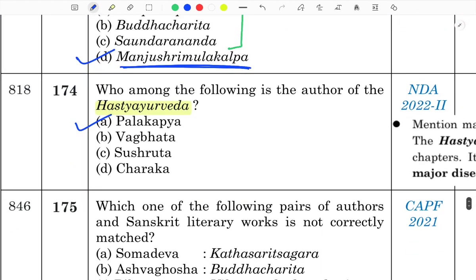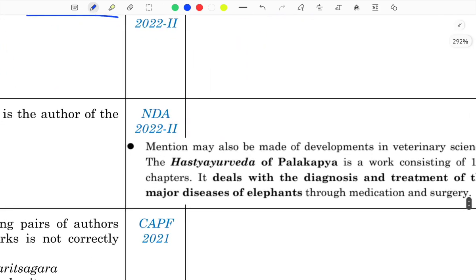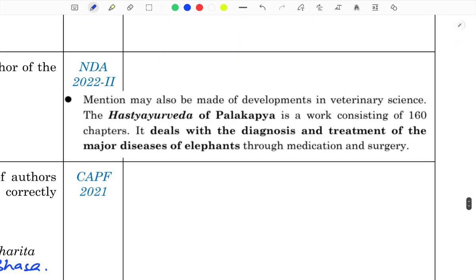Now these two questions on elephant and the horses. Very interesting questions appeared. Who among the following is the author of Hasti Ayurveda? Palakappya, mentioned in your notes. Mention may also be made of development in veterinary science. The Hasti Ayurveda of Palakappya is a work consisting of 160 chapters. It deals with the diagnosis and treatment of the major diseases of elephants through medication and surgery.